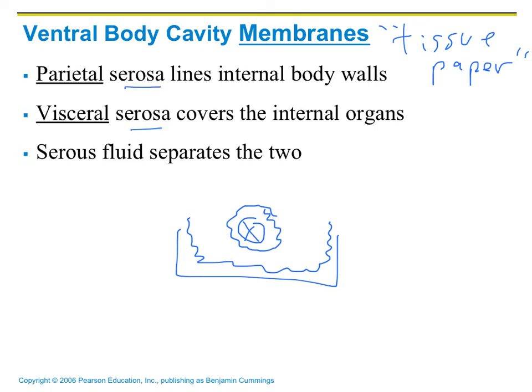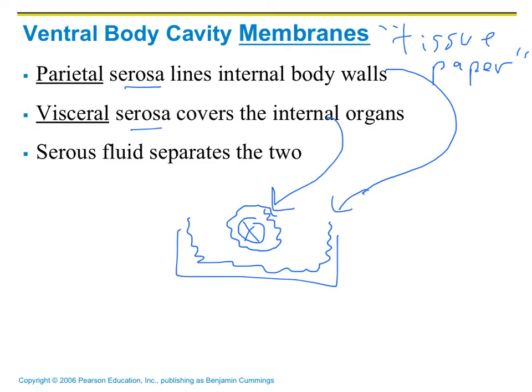So we have two serosa within these boxes or body cavities, like the thoracic cavity. We have the tissue paper that's going to line the box or cavity itself. This is called the parietal serosa. And then we have the tissue paper that's covering the object in the box, or covering the organ in the cavity. And this is your visceral serosa.